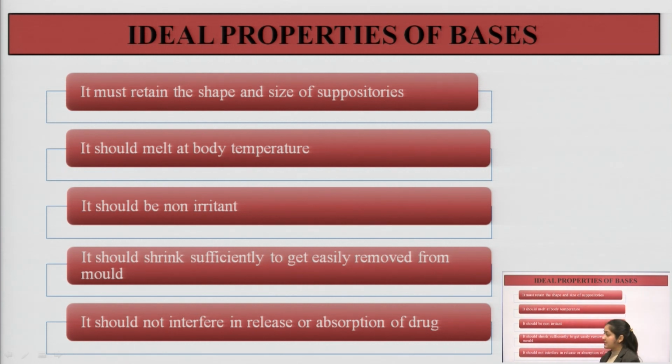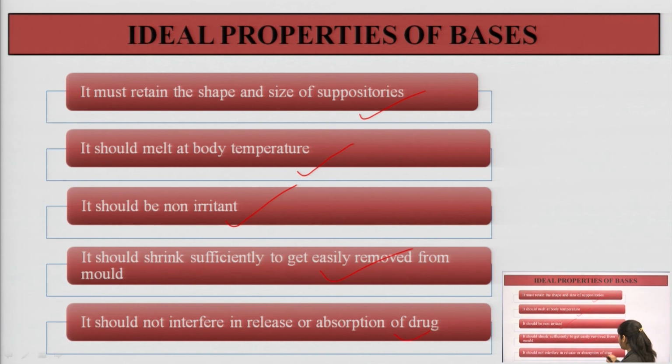ideal properties of bases. Definitely they are supposed to maintain the shape and size of the suppositories. It should melt at body temperature. It should be non-irritant, because if it causes irritation, it is going to produce an issue on the lining of the particular organ. It should shrink easily in order to get removed from the mold, because if it isn't able to shrink easily, it is going to produce a suppository which does not have a good aesthetic appearance. And appearance of suppository plays a very important role, because it is then accepted easily by the patient.